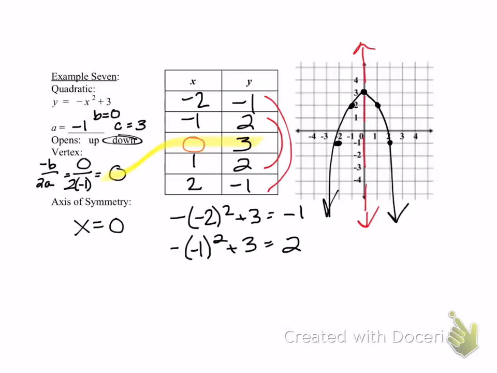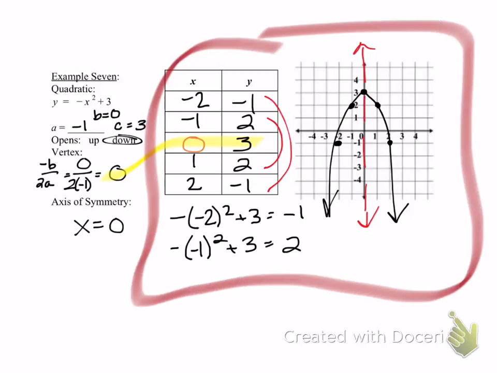Voila! I graphed a quadratic function, and that's in standard form. So you can see what I did is I filled in the rest of my table, I plugged in all my points, and I used those points to graph it on the graph.